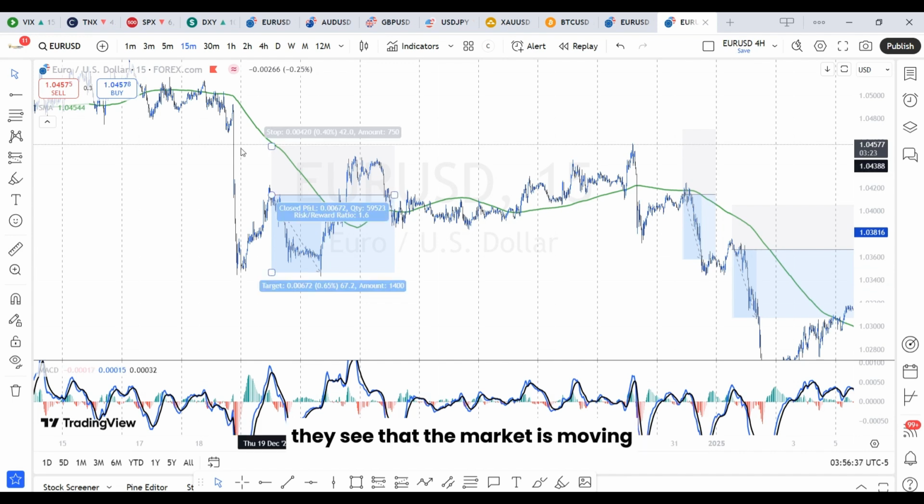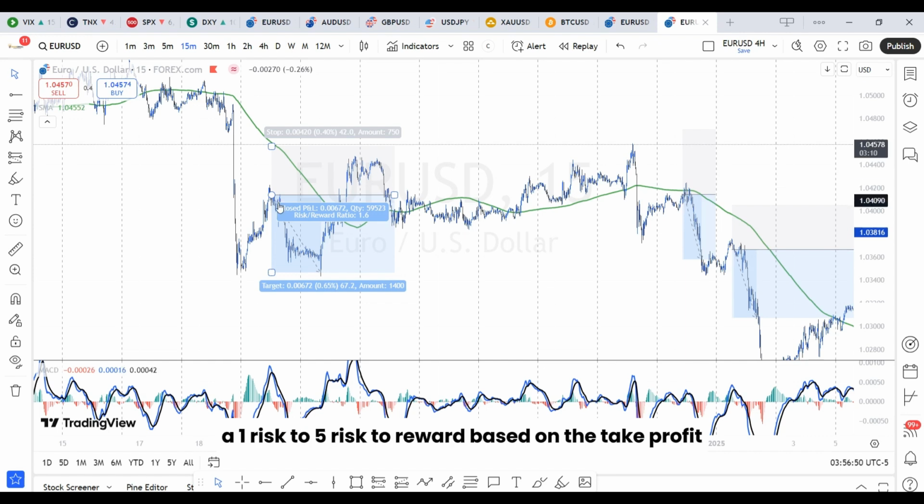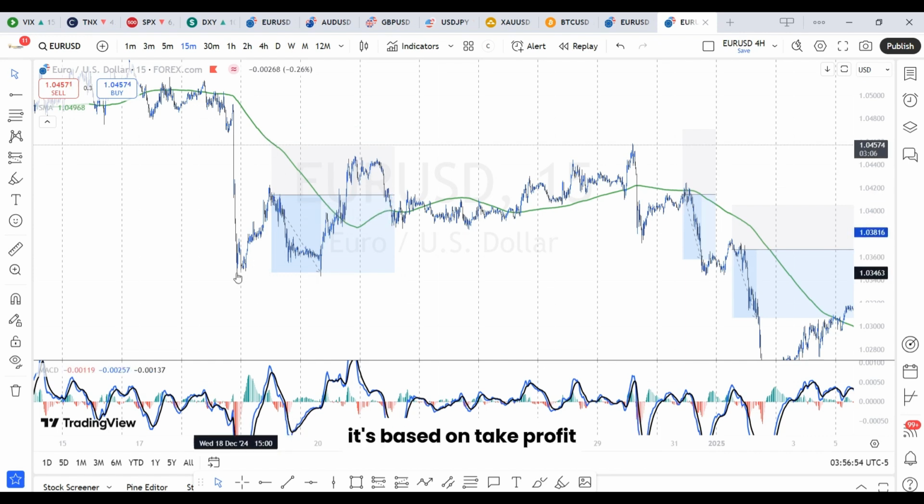They see that the market is moving below the 200 moving average already. They wait for the MACD to come back above the half point. Then they look as the MACD starts to change and break out. They look for their entry, and target a 1:5 risk to reward based on the take profit, not based on the stop loss level. Now it's based on take profit.